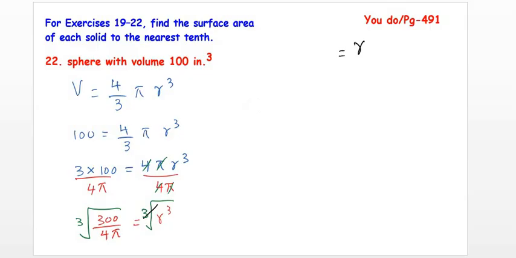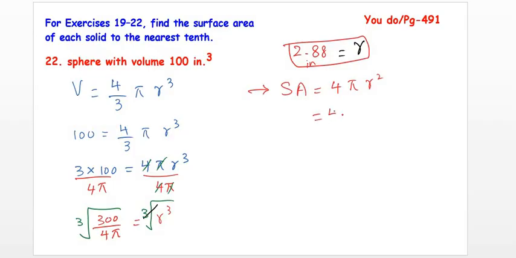So let's write it over here. It's becoming 2.88, right? Now we will use this value of the radius, it's inches by the way. So we will substitute this value in step 2 now. What is step 2? They wanted us to find the surface area. So what is the formula for finding the surface area of the sphere? It's 4 pi r squared. So let's substitute the value.